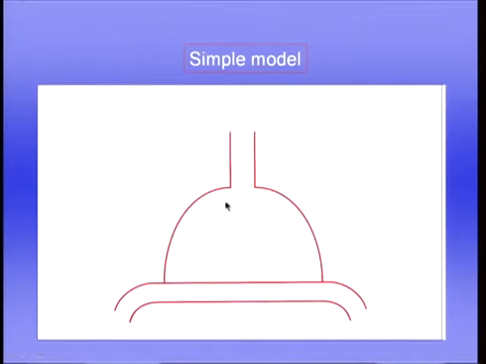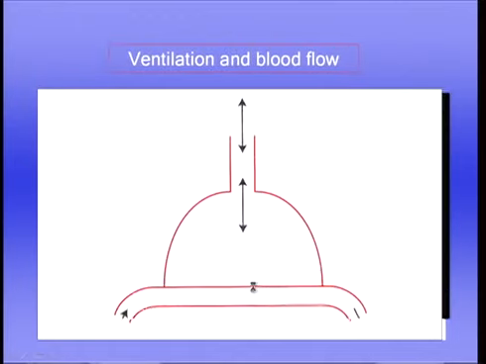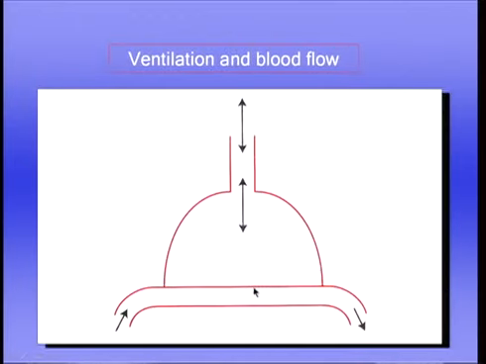Well, now let's look at some of the volumes and flows in the lung. And again, we're going to start with our simple model with the conducting airways here, the alveolar gas, the blood gas barrier, and the capillary here. And here we've added the ventilation and the blood flow, the ventilation coming in here and the blood flow coming in here. And as I mentioned earlier on, I like to think of the lung as a symmetrical structure with ventilation on one side of the blood gas barrier and blood flow on the other.